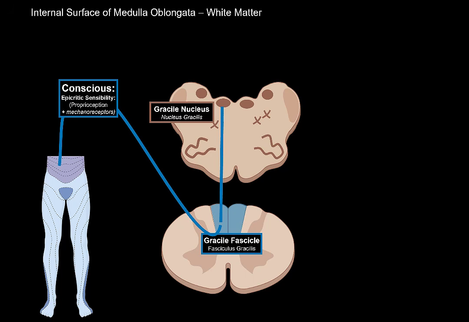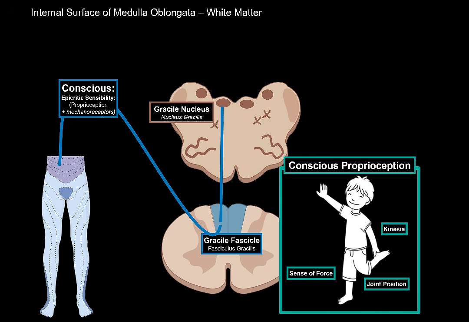I use the letter G in gracilis nucleus as genitals to remember that the nucleus gracilis receives input from the lower parts of the body. And it receives conscious epicritic sensibility, which is conscious proprioception. Remember, this is kinesia, joint position, and the sense of force.